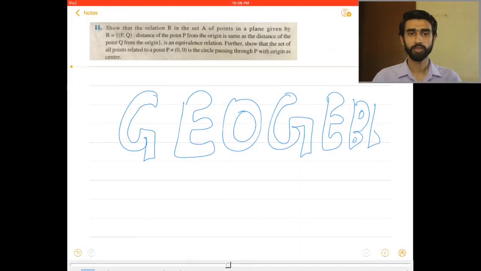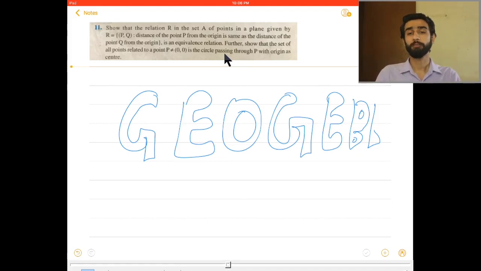Let me repeat the question. Show that the relation R in the set A of points in a plane given by R = {(P, Q)} such that the distance of point P from the origin is the same as the distance of point Q from the origin, is an equivalence relation. This is the 11th question of your exercise. We had to prove that it is an equivalence relation. So we proved that this is reflexive, this is symmetric, and this is transitive. Hence, this relation is an equivalence.